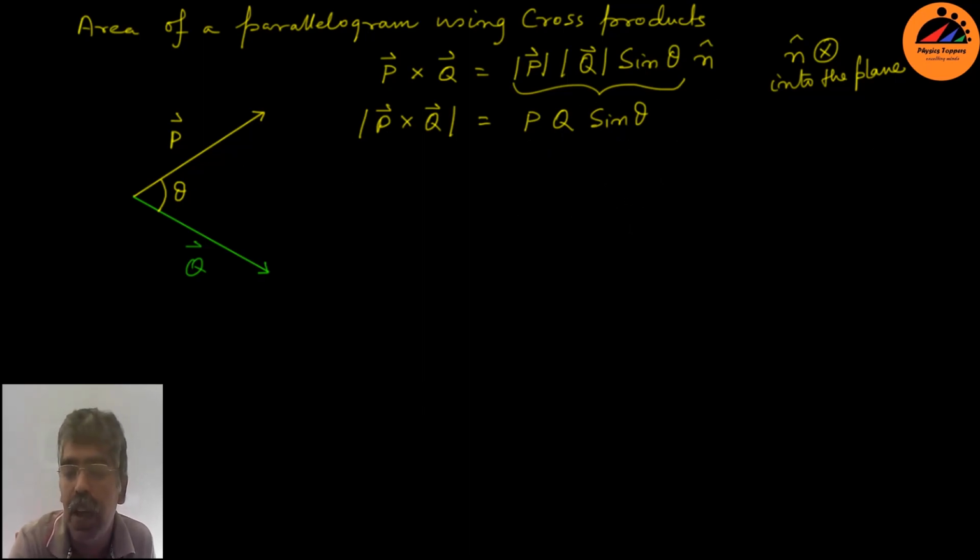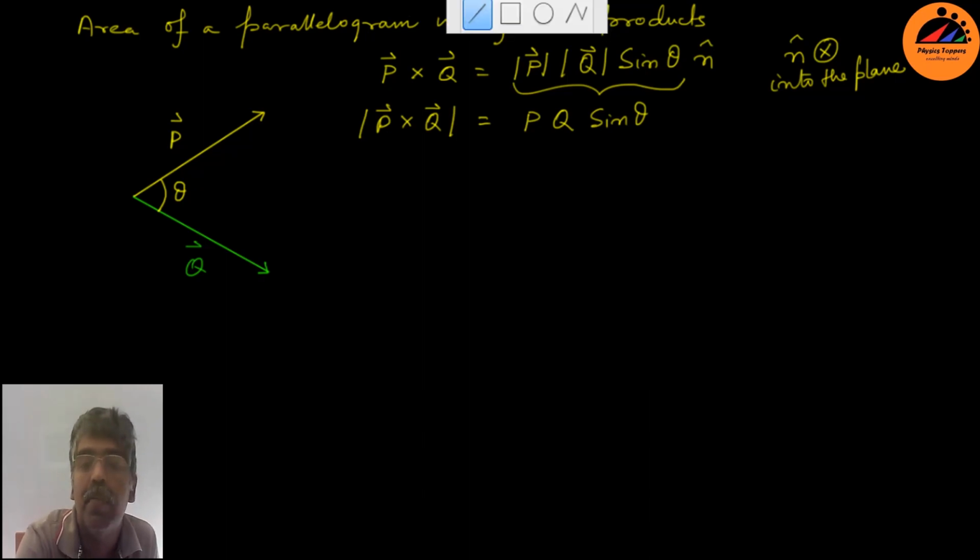So let's prove that. What I shall do is I shall draw the parallelogram. Let's slide q, keeping it parallel to itself. So this vector is q, and let's slide p, keeping it parallel to itself, right?